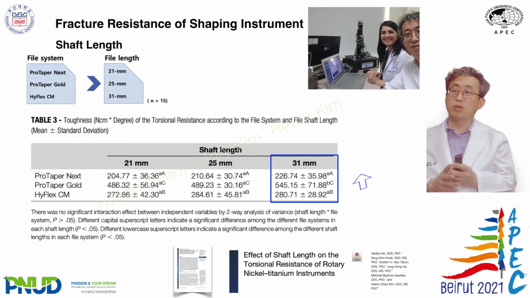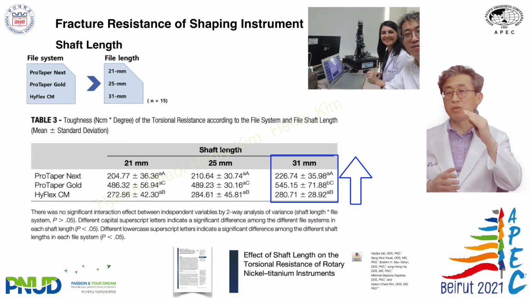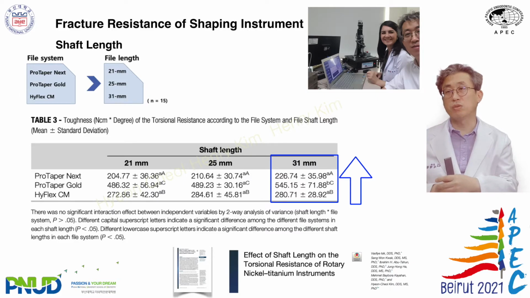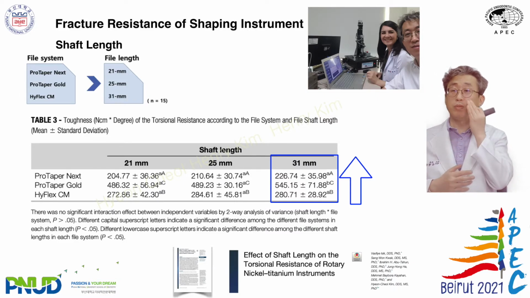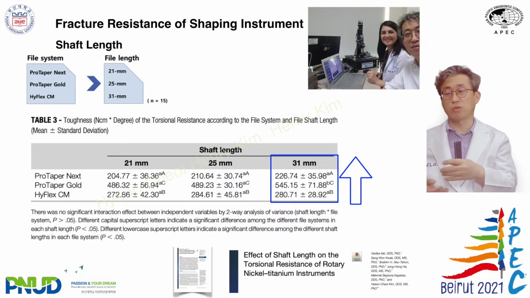The results showed here the longer shafted files may have higher torsional resistance. So in our clinic, we may try to use the longer instrument when the patient can open their mouth bigger without any difficulties. In that case, we can use longer instrument to reduce the torsional fractures.